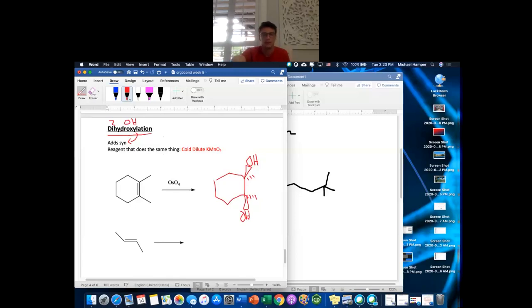Right, so dihydroxylation. You're given your OsO4, you know it's going to be dihydroxylation. You add your two OHs, and they're going to be adding in the same direction. That's why I drew them both wedged, or you can draw them both dashed.